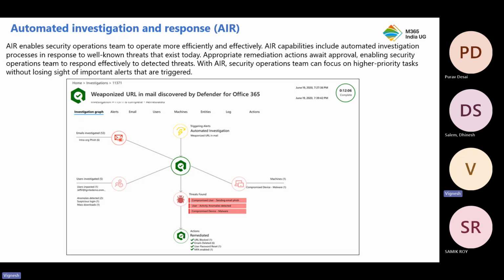AIR capabilities include automated investigation processes in response to well-known threats that exist today. A lot of the threats you see out there are well-known threats. You know these are the threats that are out there and coming after you. And some of them are new threats, right? So what if you could at least automate the remediation process for these well-known threats, so that you can focus on the new threats or the threats that really matter. For the other threats, you've built a process or a workflow, so that anytime any of these threats comes into an environment, Defender for Office 365 knows what actions it needs to take and how to go ahead and remediate it.